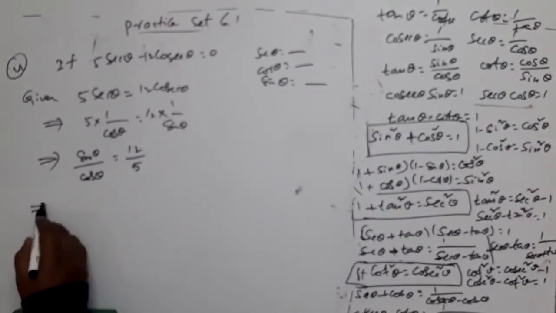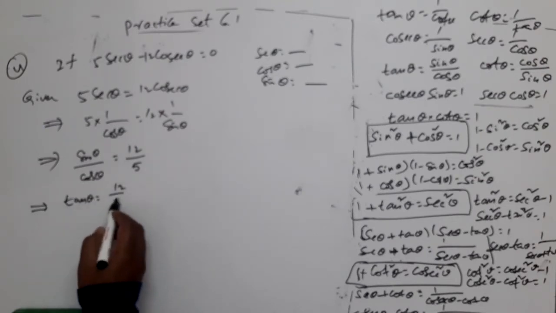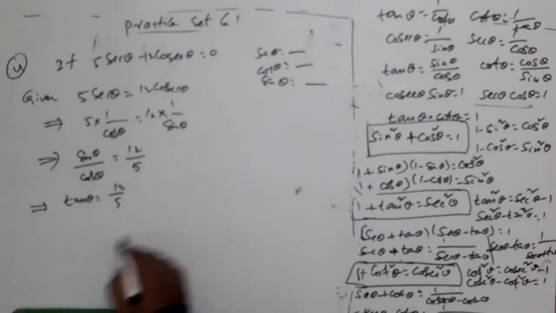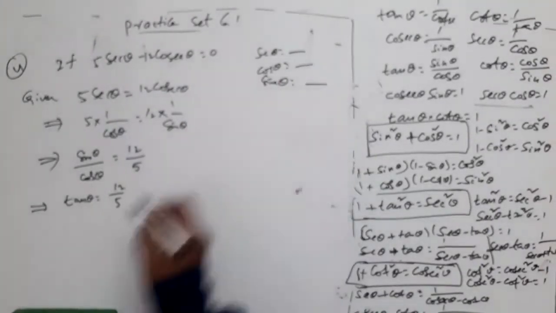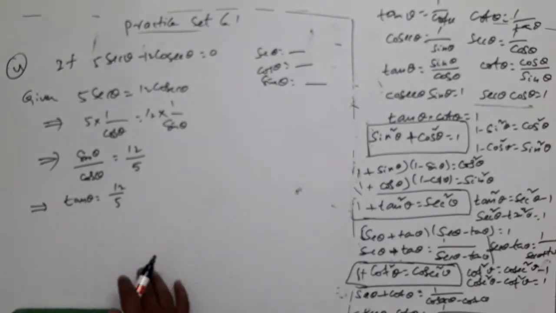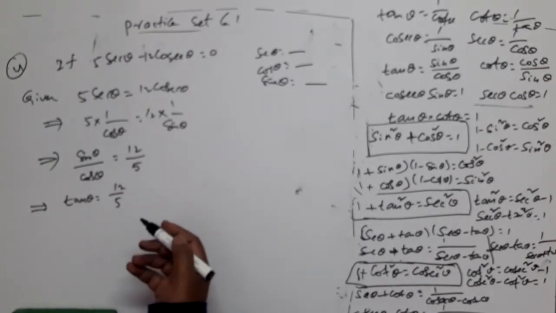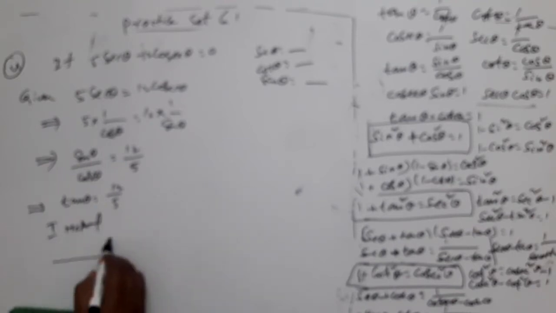So what have we got now? Sin theta by cos theta, that is tan theta, is 12 by 5. Now you have got the value of one of the trigonometric ratios. Now you are supposed to find the value of 3 more ratios. So how shall we proceed? Either of the methods you can use now, first method or second method. Shall we see the first method?